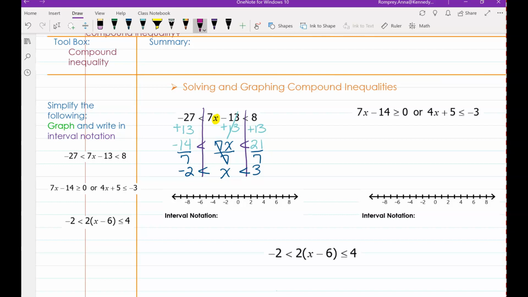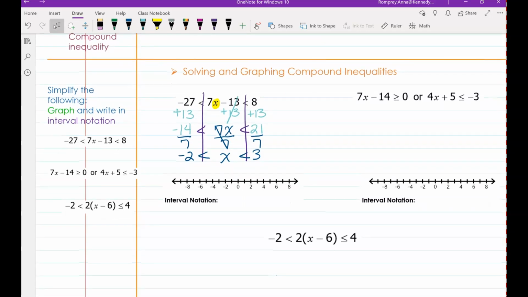Now I want to think about inclusive or exclusive. So that negative 2, is that included in my solution set? Well, it's all about the inequality sign. Is it equal to? Nope. So our negative 2 stays open. How about the 3? Open or closed? Less than, so it stays open. And x is between negative 2 and 3. It's less than 3, but greater than negative 2. So our solution set is everything between those two numbers.